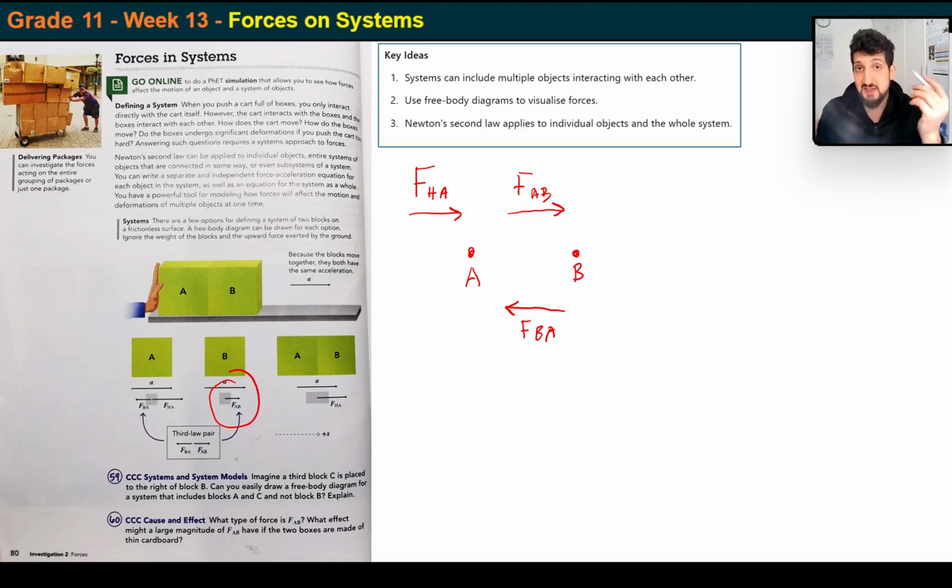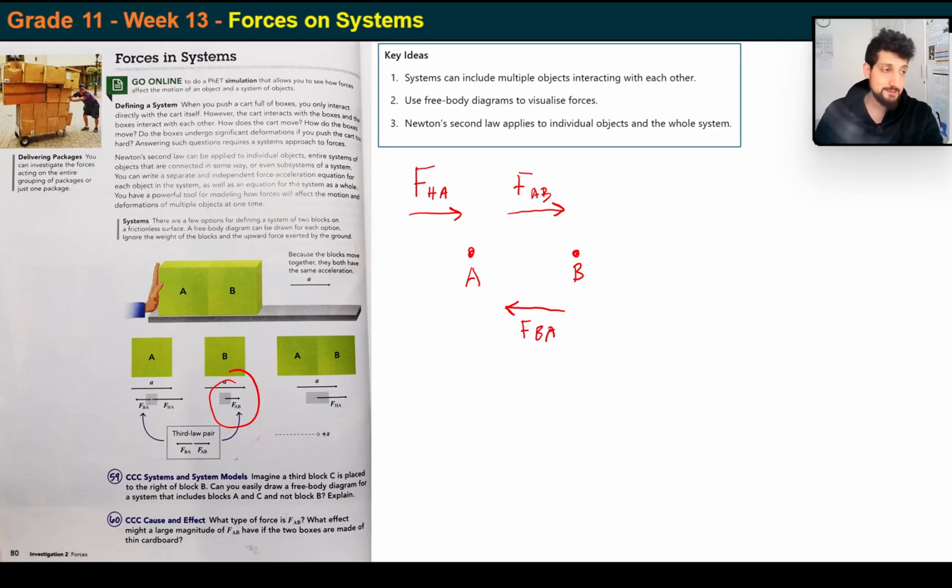What kind of force is FAB? It is the force that A exerts on B, when box A pushes box B. It's a push force. It's a contact force, a touching force. It's a contact force between A and B, specifically when A is pushing on B. And what might be the effect if we have a larger magnitude of FAB, if the two boxes are made of thin cardboard?